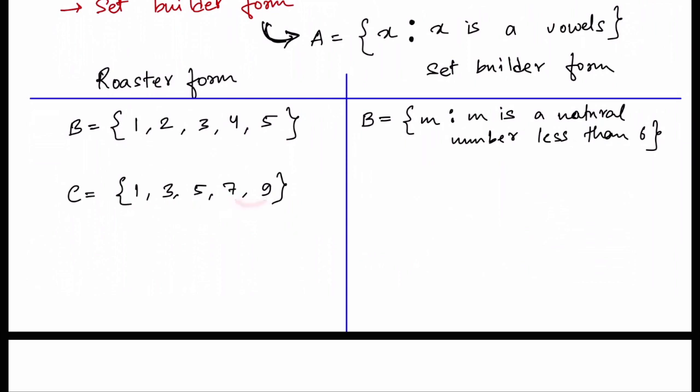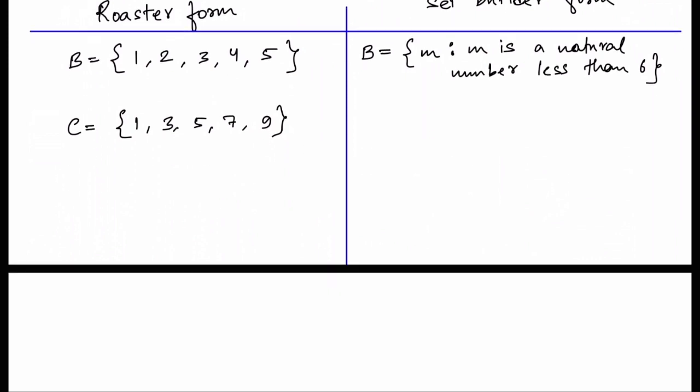Similarly, 8 is also missing. Okay. These natural numbers are missing. If you see the property, these are natural numbers, but more specifically, these are odd natural numbers, and which are less than 10. So we have to write this.